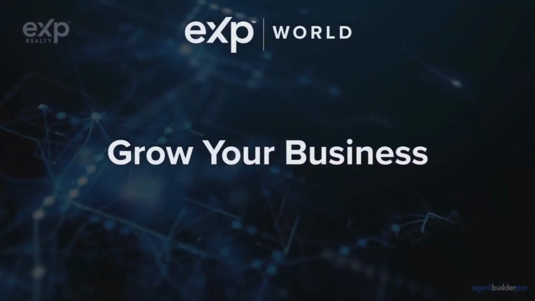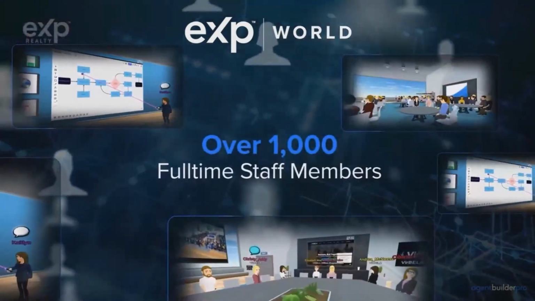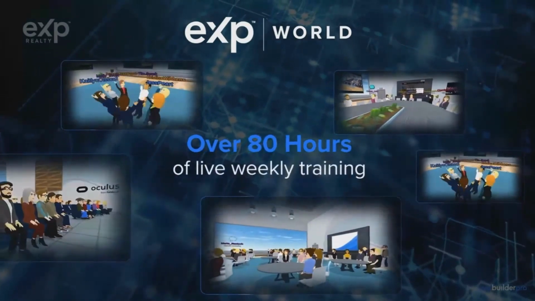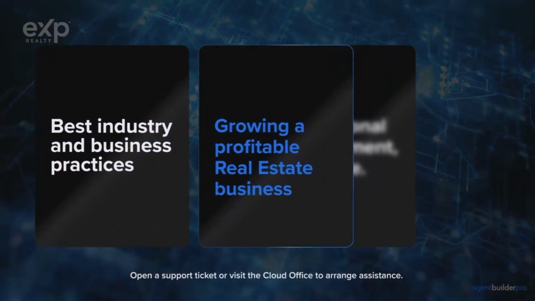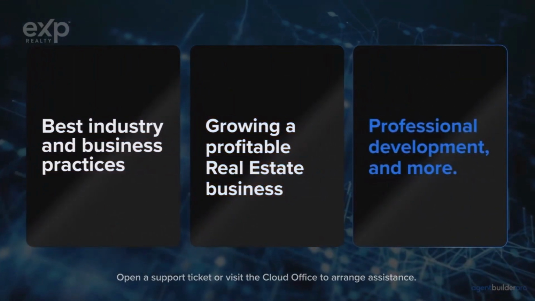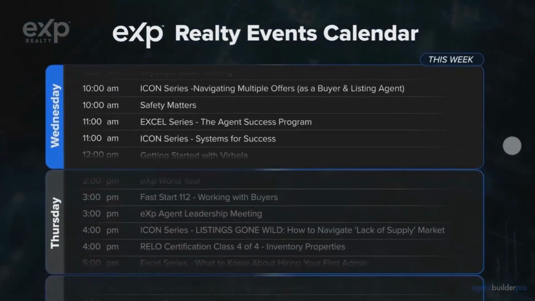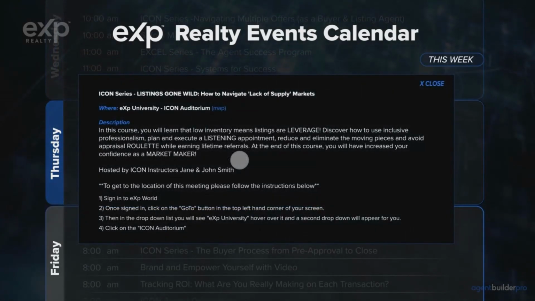In EXP World, agents get real-time live support from our over 1,000 full-time staff members. Access over 80 hours of live training weekly in EXP World. Our training focuses on industry best practices, how to grow profitable real estate business, professional development, and much more. These sessions are taught not only by our highly experienced training department professionals, but also by our top producing agents and teams from around the world.